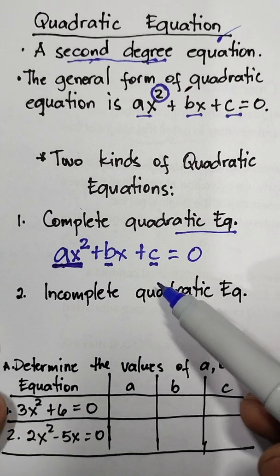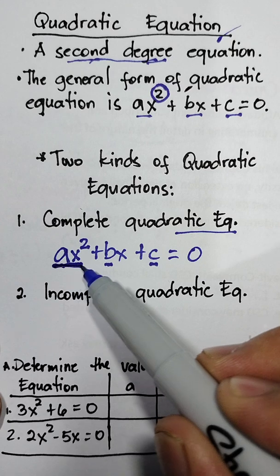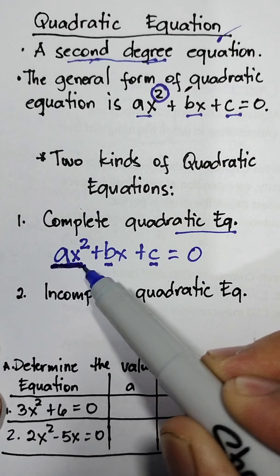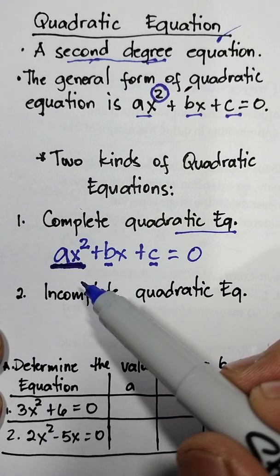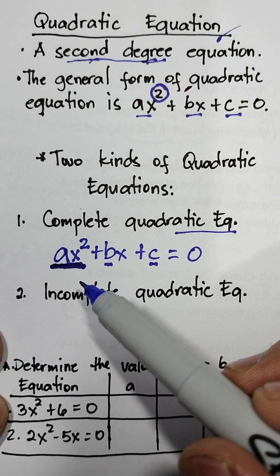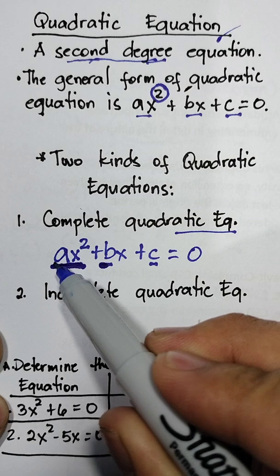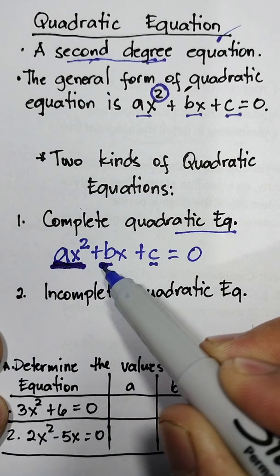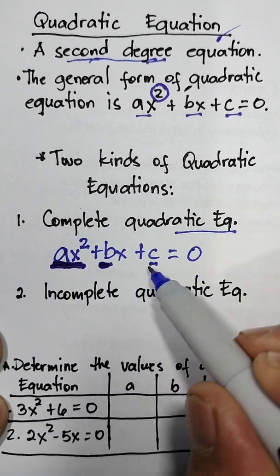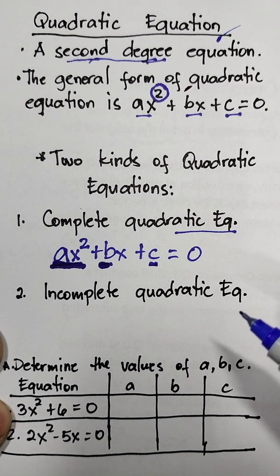Hence, a is the quadratic coefficient. This first term is the quadratic coefficient. b is the linear coefficient. Remember, it is the quadratic coefficient, the linear coefficient, and c is the constant.